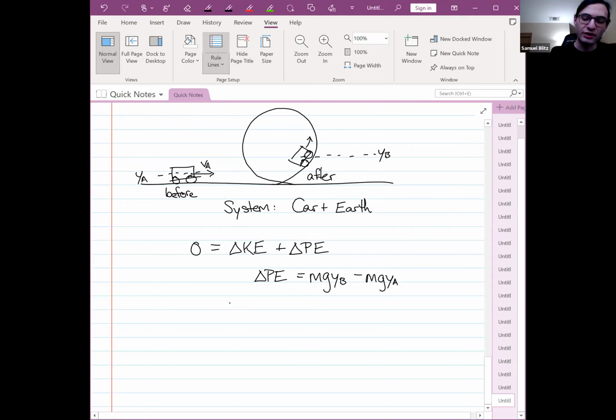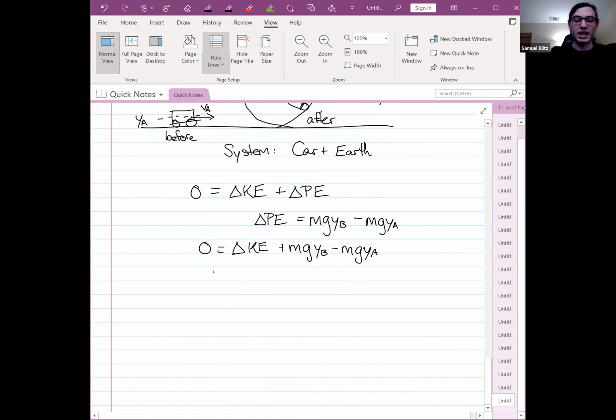And so what we have is that 0 is equal to the change in kinetic energy plus mgyb minus mgya. And ya and yb are just numbers that are maybe given to you, or maybe you have to solve for them. And then we can figure out what the change in kinetic energy is. The change in kinetic energy is just the kinetic energy subtracted from one another. So it'd be 1/2 mvb squared minus 1/2 mva squared.